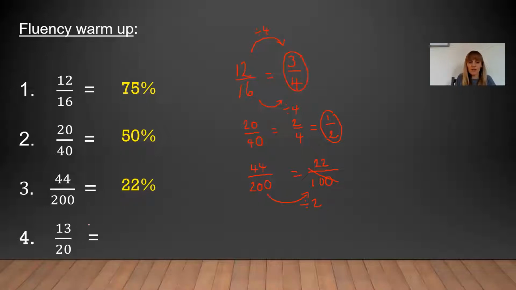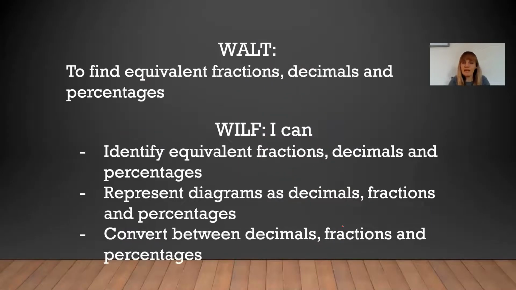My final one, 13/20. Well, I'm going to think to myself, okay, so 20ths as my denominator, I know that I can make that into 100ths. So to do that, I times by 5. So I've got to think, right, 13 times 5. Oh, 13 times 5. Well, I know 12 times 5 is 60. So 13 times 5 must be 65. So 13/20 is 65%.